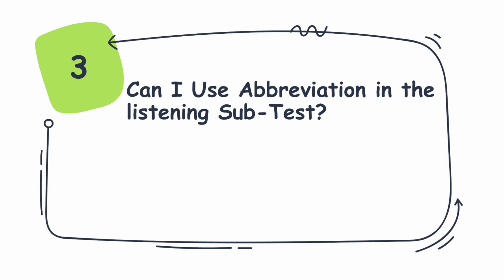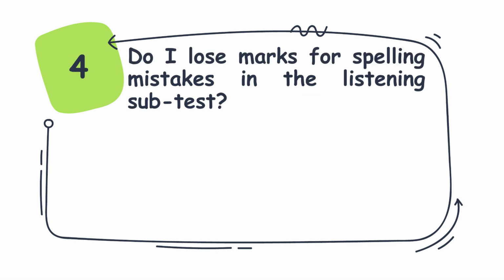OET assessors are trained to accept a reasonable range of abbreviations, but OET does not refer to any specific dictionaries or lists. In the listening sub-test, you will not be penalized for misspelling, provided the meaning is clear to other healthcare professionals. Any reasonable attempt at spelling the correct answer has a good chance of being accepted.